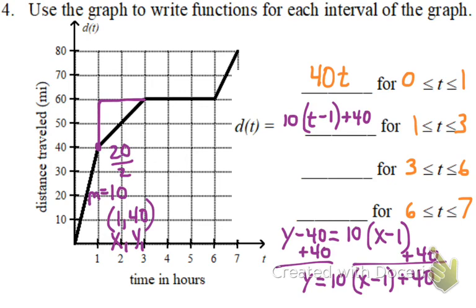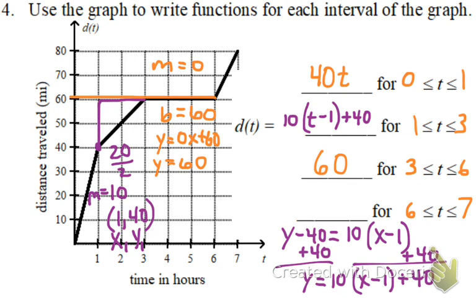Next portion of the graph, the rise is 0, run is 3, so our slope is 0. The y-intercept, if you extend this out, you'll see it hit at 60. And so you can write y equals 0x plus 60. Or if you've been tracking with us, you can just write 60. So y equals 60, or d of t equals 60.